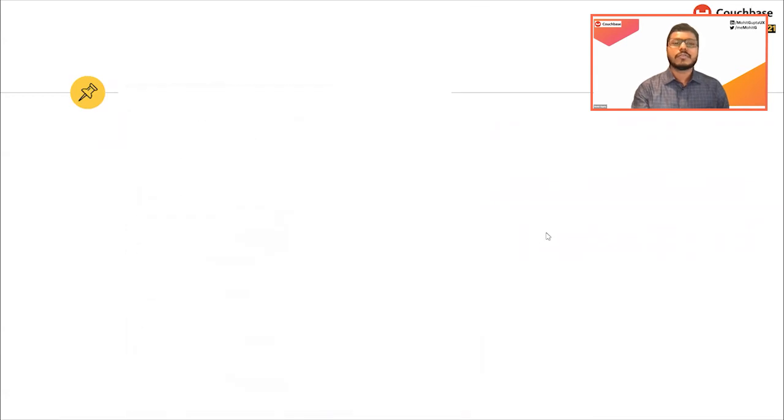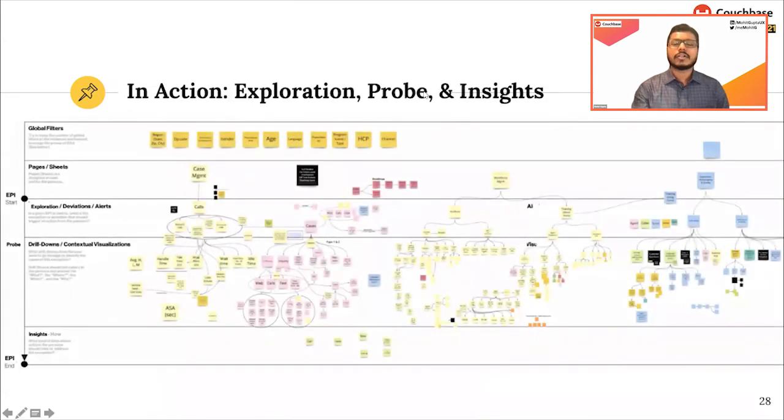So let me give you a high-level view of how it looks once you are doing a real-time activity of exploration, probe and insight. So this is how the page would look. You will talk about different metrics, you will talk about how a person is drilling down, and this is a very collaborative exercise which you do with your users and business, as well as looking back at the data. And that's how you establish that the data is matching the mental model of the users.